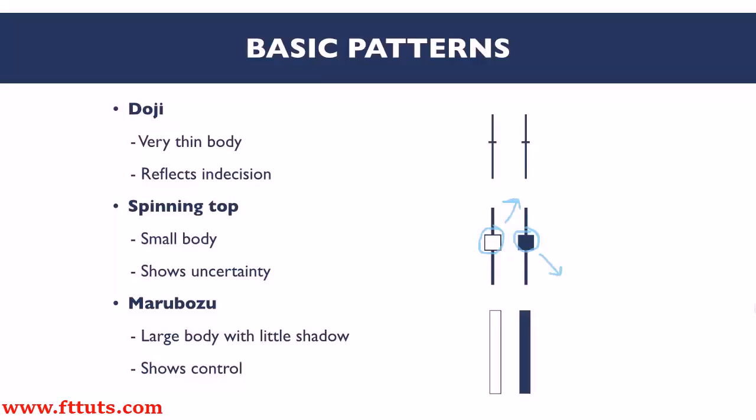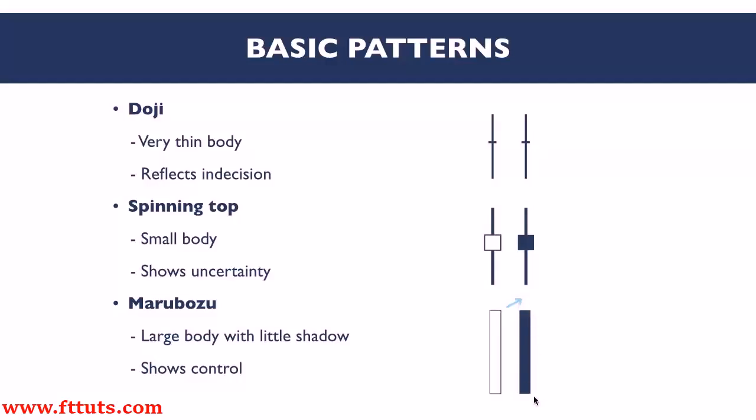Marubozus are another basic type of candlestick pattern that provide weak signals of whether to go long or to go short. Unlike dojis and spinning tops, a marubozu has a large body with very small or no shadow at all. These are typically considered continuation patterns as they indicate that one side of the market, either the buyers or sellers, are in control. A bullish marubozu will be green or white and have its open price equal to the low and the close price equal to the high.